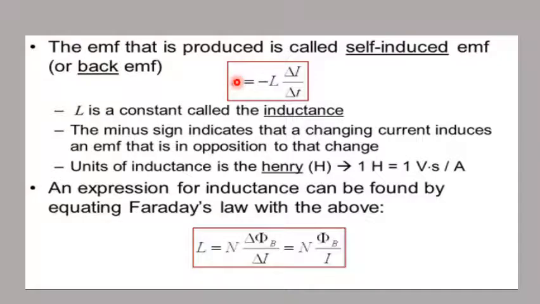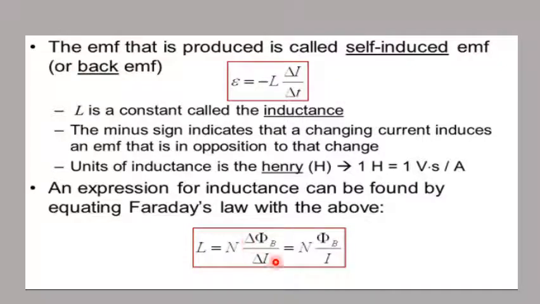Next thing is about the back EMF. Now what is this back EMF? As I have told you about this negative sign, whenever there is self-inductance, there is a back EMF. This negative sign shows us that the self-induced EMF opposes the change which produces it. That is why self-induced EMF is also known as back EMF.